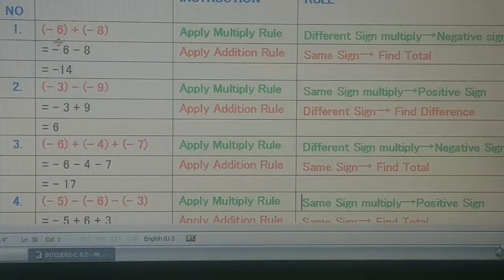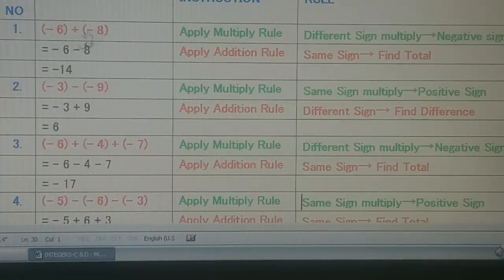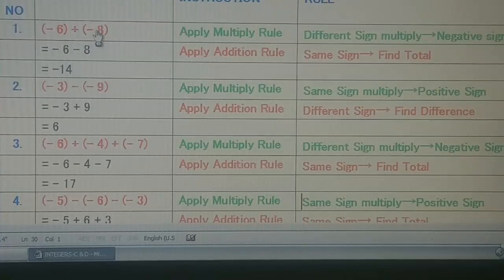Let us see the first example. Minus 6 plus minus 8. Between 6 and 8, there are two signs, so we have to remove one of the signs. To remove one of the signs, we have to apply the multiply rule. The multiply rule states: same sign multiplication, positive answer; different sign multiplication, negative answer.